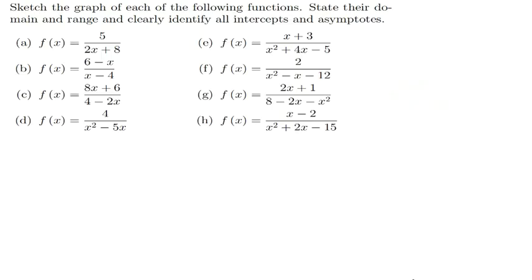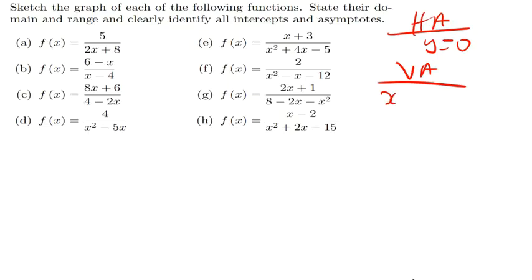Part E, we already found the horizontal asymptote. Since it's bottom heavy, y is equal to 0. The vertical asymptotes we already found. We said x was equal to negative 5 and x was equal to 1, the ones we said not equal to. Do you remember?